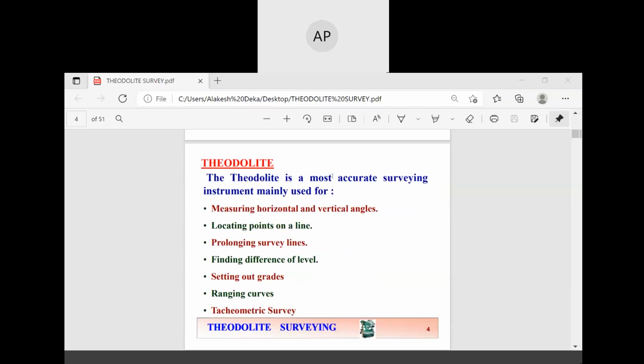The theodolite is the most accurate surveying instrument, mainly used, as I have already told you, for measuring horizontal angles, locating points, prolonging survey lines, finding difference of levels, setting out grades, ranging curves, and tachometric survey.